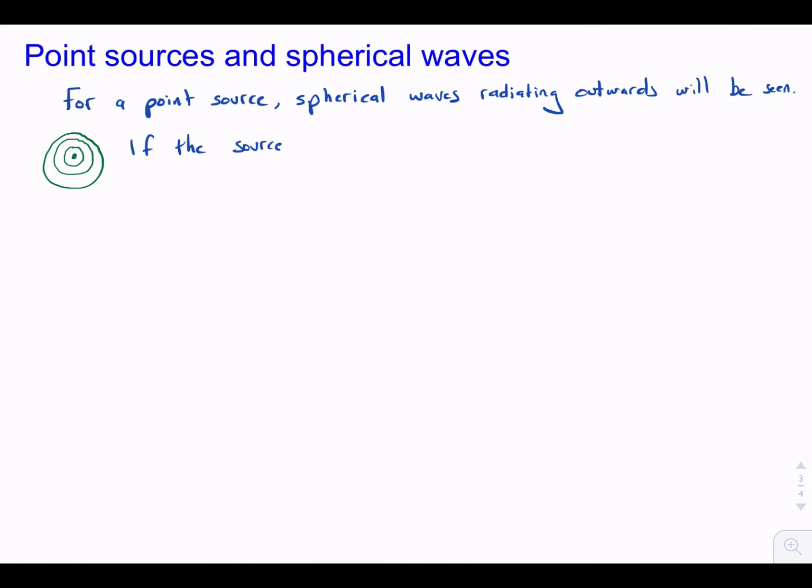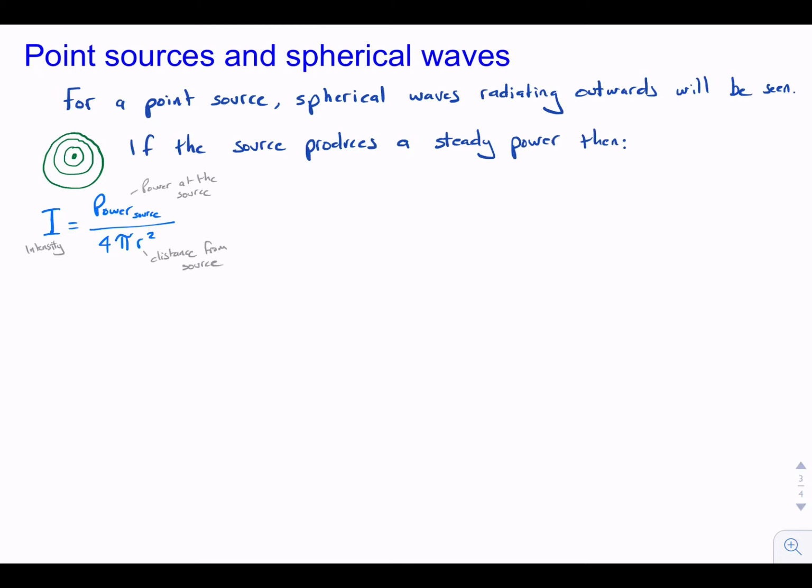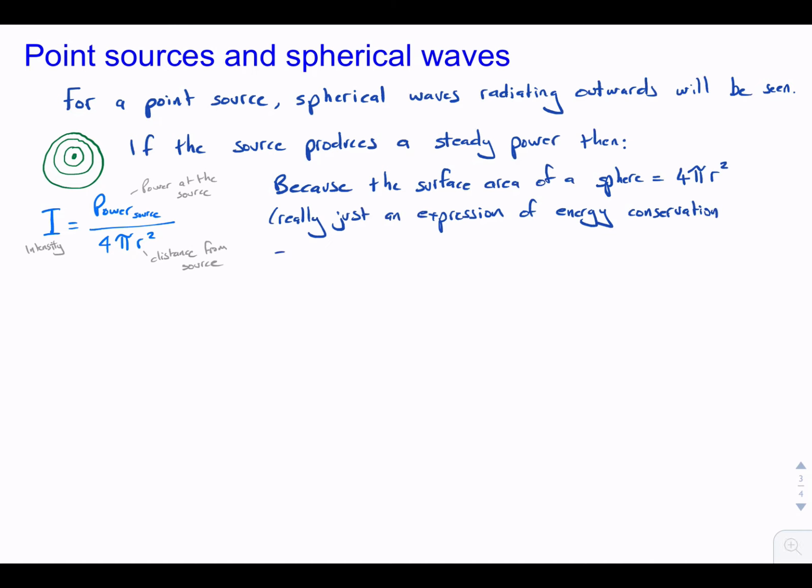So the intensity of the waves at a position away from the point source can be written as the power of the source divided by 4 pi r squared, where this is the power from the source and r is the distance from the source. Now this is because the surface area of a sphere equals 4 pi r squared. So this is really just an expression of energy conservation, because obviously as the wave spreads out, the area it covers gets larger, so therefore the intensity has to decrease. This is what's called an inverse square law. Intensity is proportional, and this is this proportionality sign again, to 1 on r squared, where r equals the distance from the source.